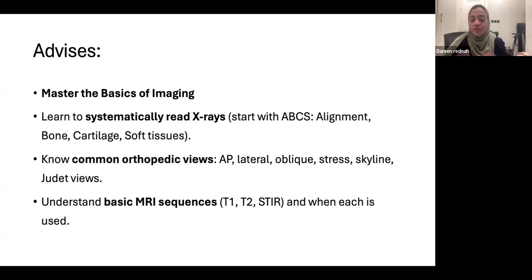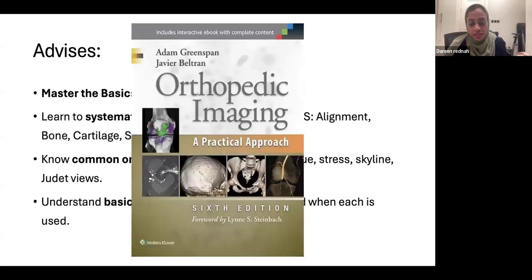This is a very important knowledge that unfortunately we do not focus on during the residency program: how to read the images, how to do the views, how to read the MRI. This is one of the books that I recommend, Orthopedic Imaging: A Practical Approach.